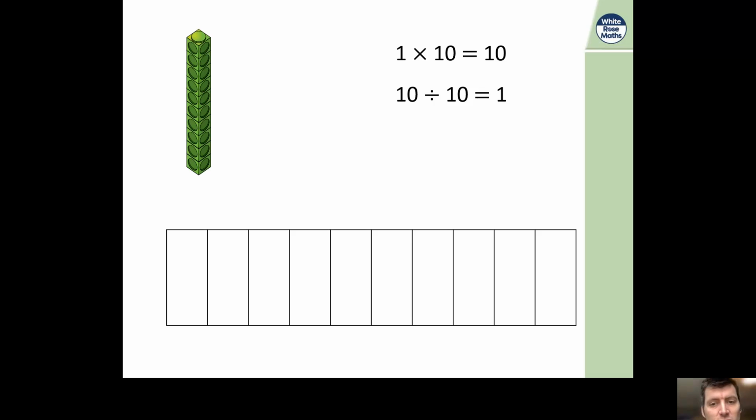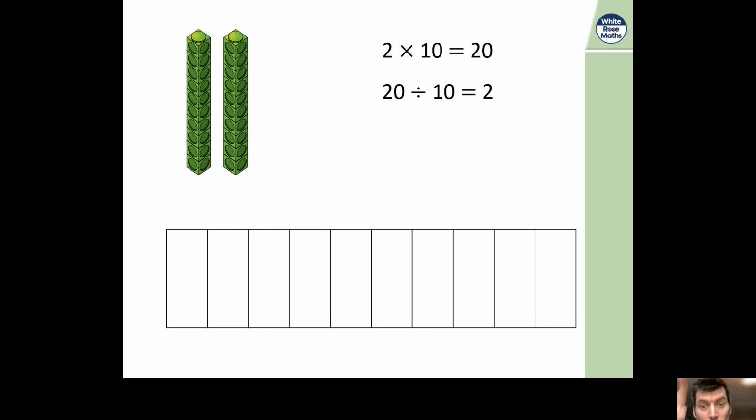Here we've got 10 cubes, and we've got 10 boxes that we can put them in. So 10 cubes shared here. We can see that 1 times 10 is 10. And the inverse of that is when we divide 10 by 10, and we end up with 10 divided by 10 is 1. Again, here we've got 2 sets of 10 cubes, so 20 cubes. So 2 times 10 is 20.